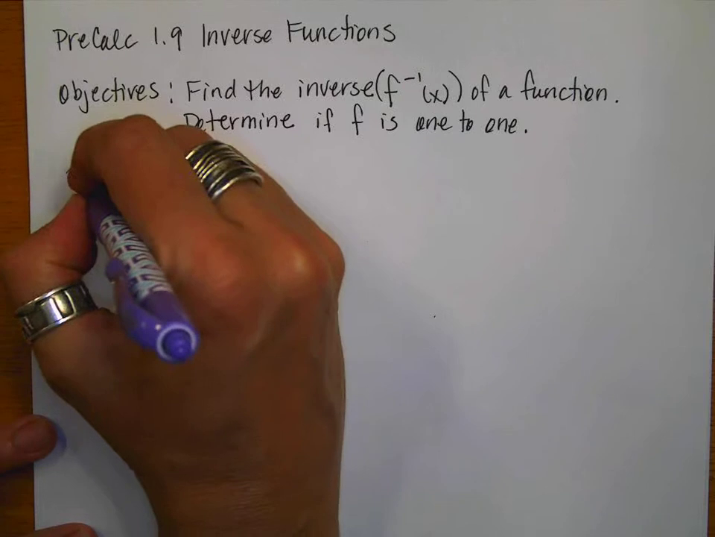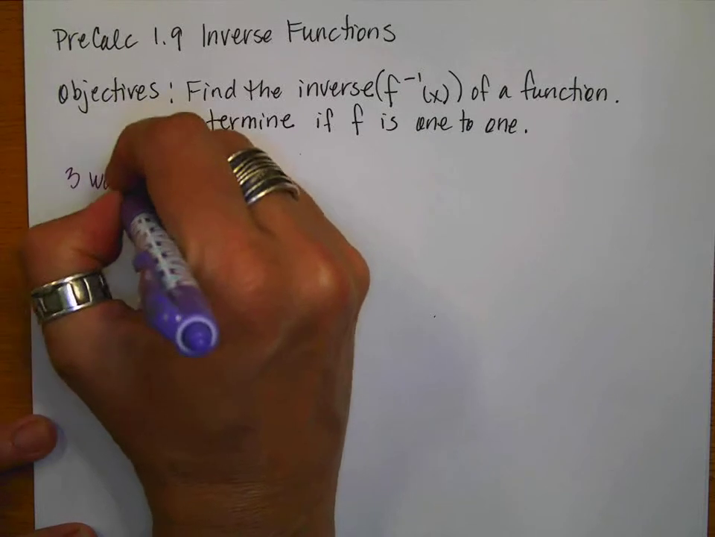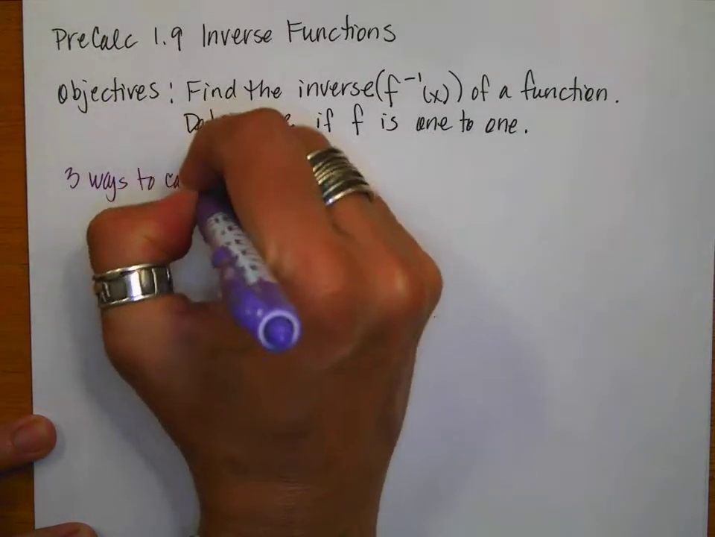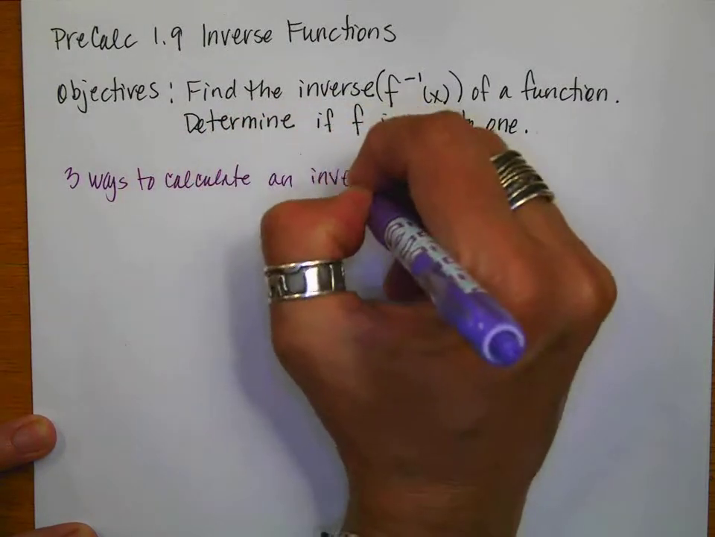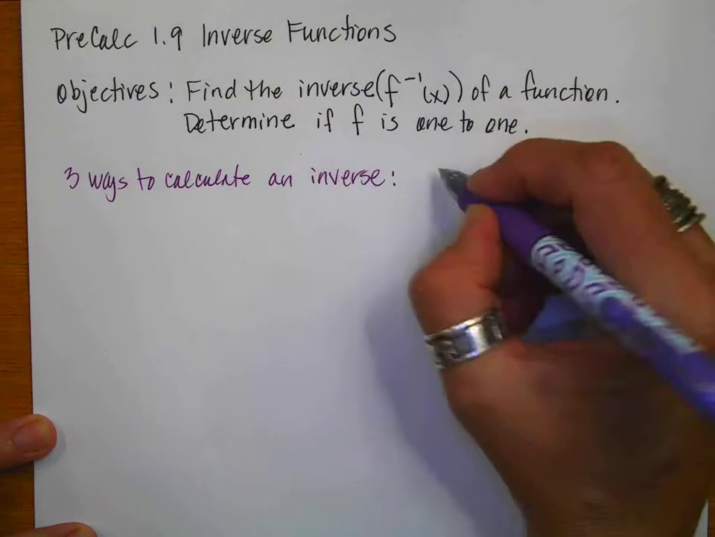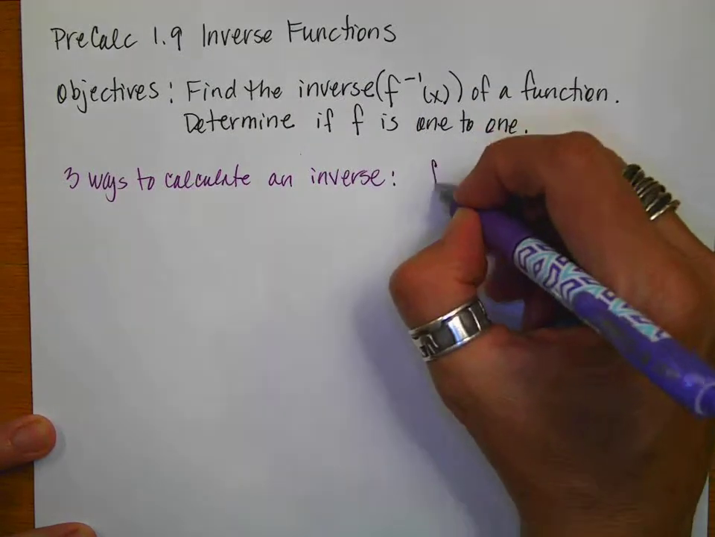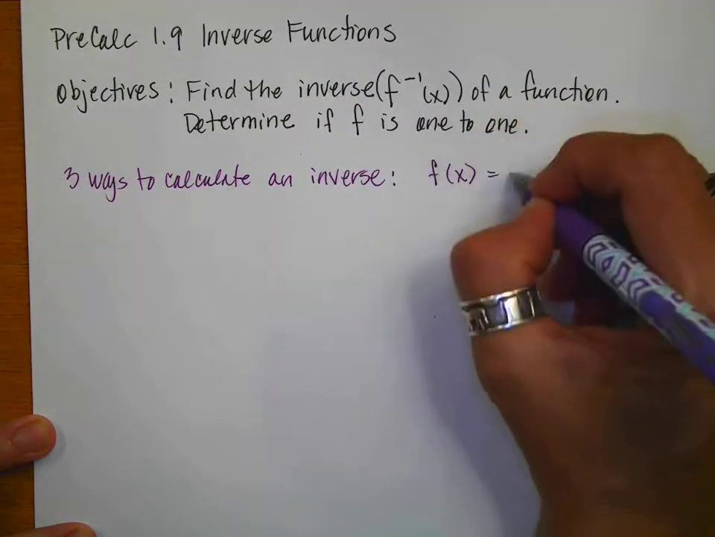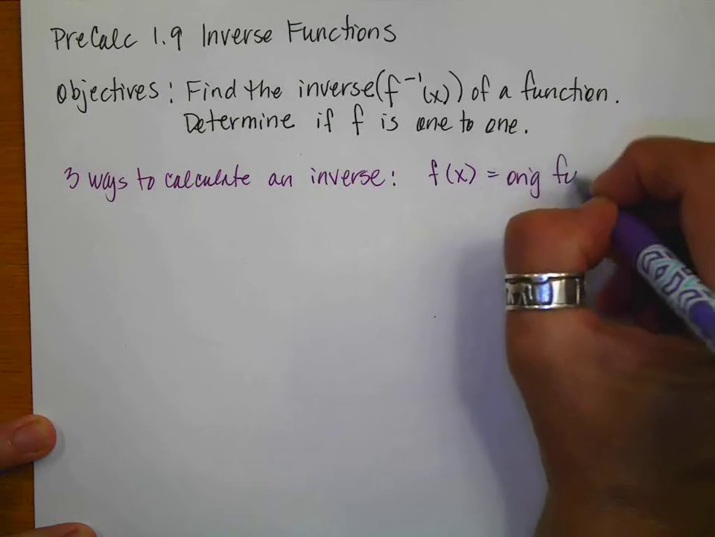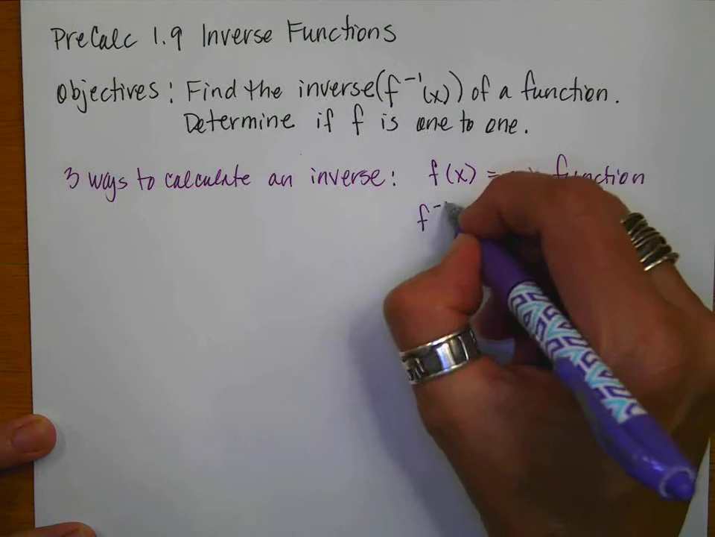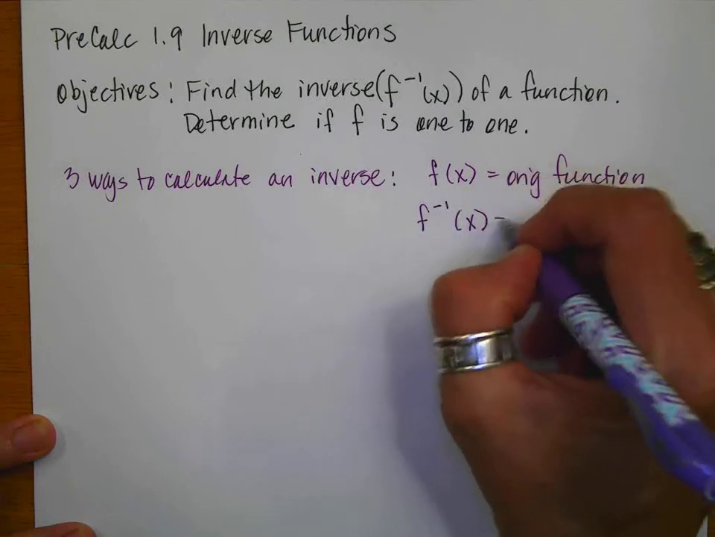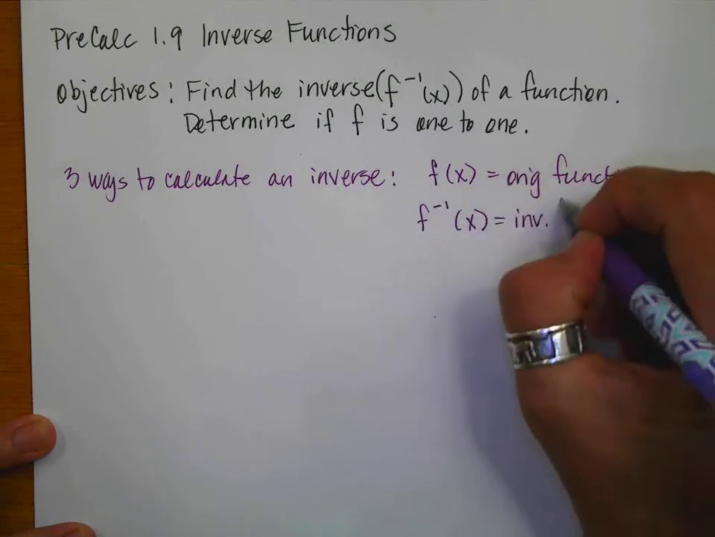So there are three ways to calculate an inverse. So first, let's talk about the notation. If I have f of x is the original function, then the notation for an inverse is f raised to the negative 1 of x. That's going to be the inverse function.